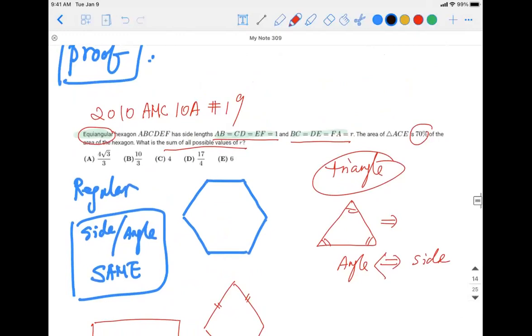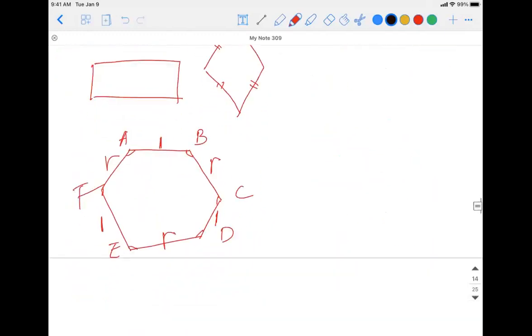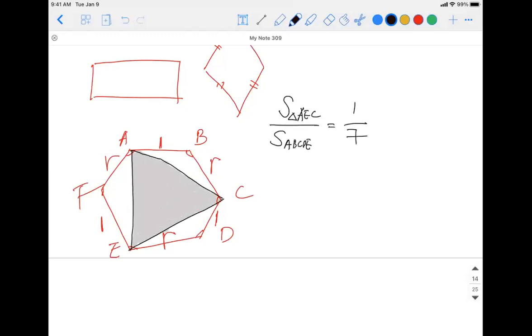And what is the next condition? The next condition says the area of triangle ACE is 70% of the entire hexagon. ACE is here. The area of the middle triangle takes 70% of the entire hexagon. So area of triangle ACE over area of ABCDEF is 7/10, 70%.